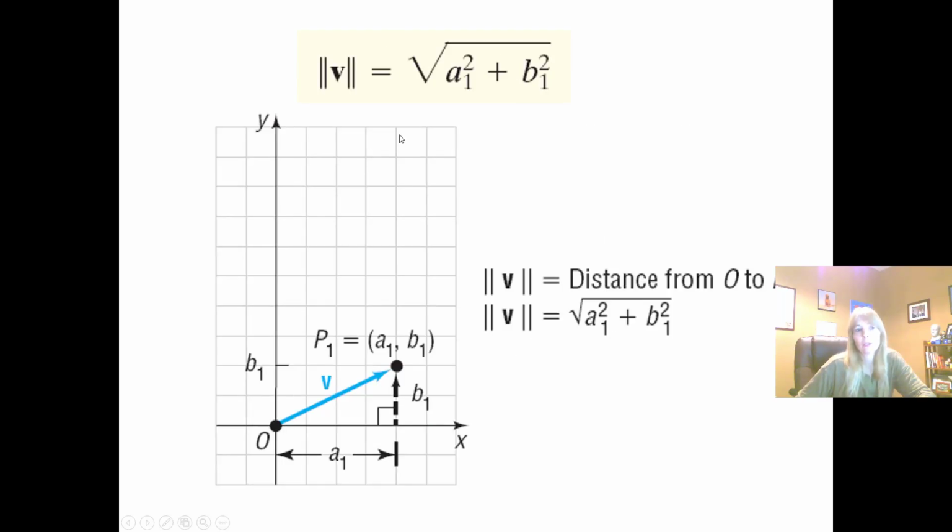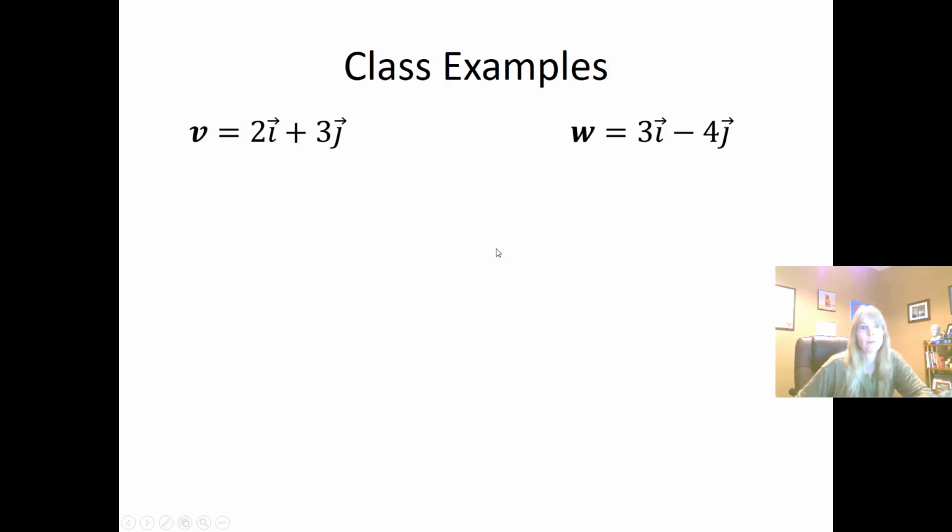My magnitude, still the same definition, but notice it's taking my horizontal distance, squaring it, and then plus vertical distance and squaring it. Okay, so it's once again the distance formula. All right, so let's look at some examples.